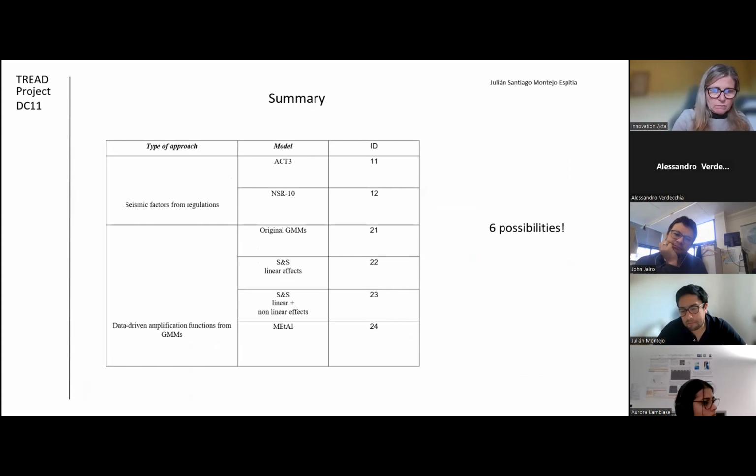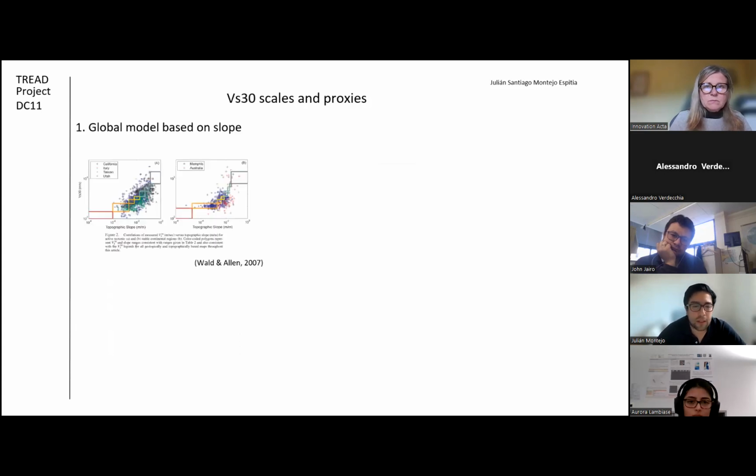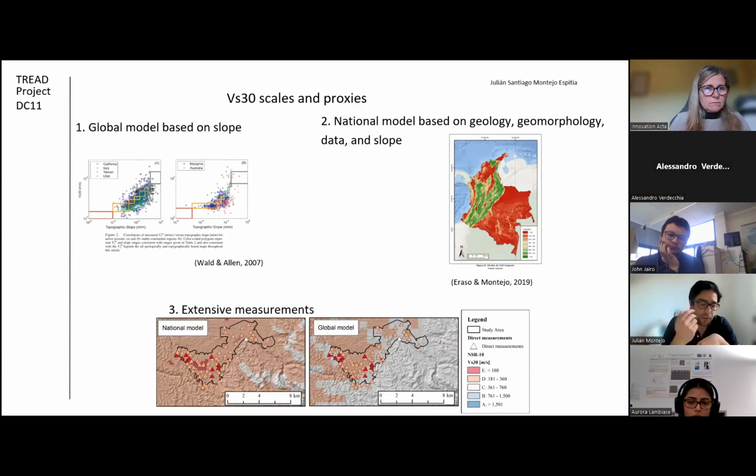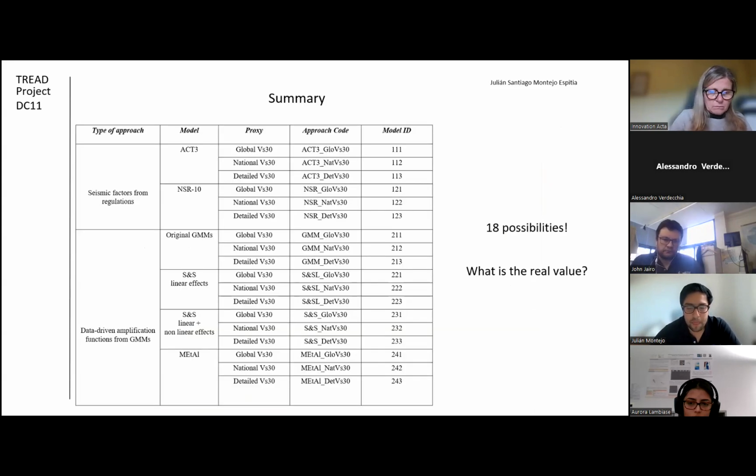It sounds like not many, but we have to remember that we are using methodologies principally based on Vs30. So what about the Vs30? Which Vs30 are we going to use? We have different proxies. We have global models based on slope, such as the USGS model, which is just a correlation between the Vs30 and the slope. We have national models based on direct measurements and the slope, that in some cases have better accuracy. And we also have, for sure, extensive measurements. In this case, we can use geotechnical and geophysical exploration in order to not use a simplified model. So at the end, we have 18 different possibilities as site effects approaches.